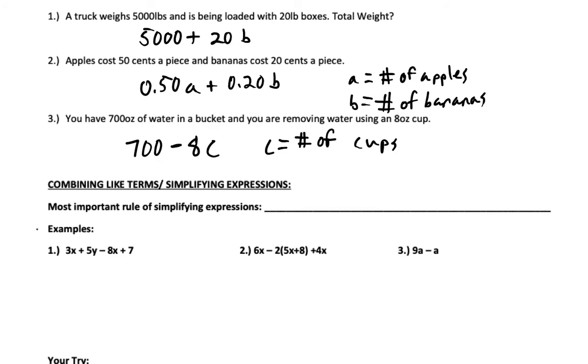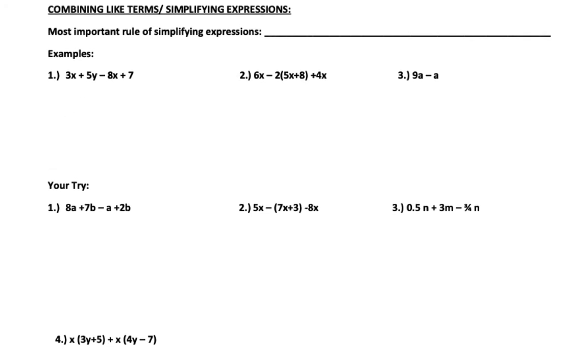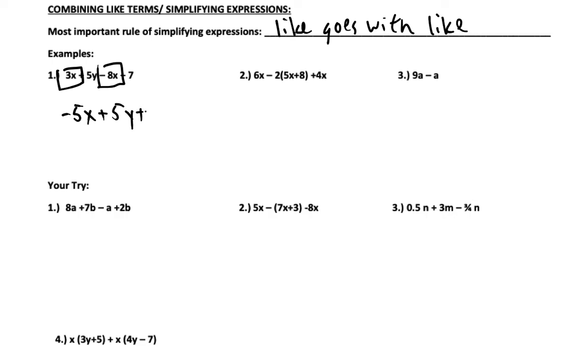Finally, our last topic for this, talking about combining like terms or simplifying expressions. The rule for simplifying, remember that like goes with like. So like terms go with like terms. For example, with this, what are our like terms? What are our ones with the same variables and the same powers? We have 3x and we have negative 8x. So those two will combine. What's 3x minus 8x? Well, it's 3 minus 8 times x, or negative 5x plus 5y plus 7.